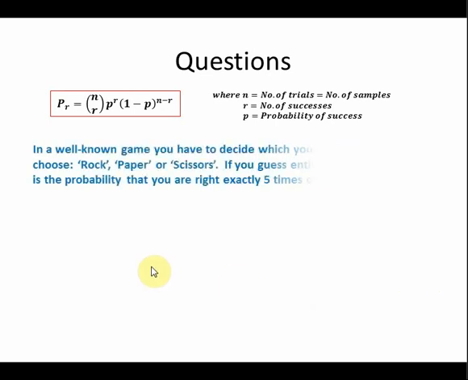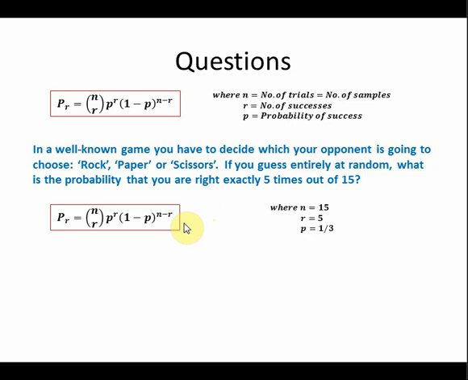And the last question which we will solve is this. In rock, paper, scissors, if you guess entirely at random, what is the probability that you are right exactly 5 times out of 15? First thing, we have 3 options, not 2, but we can use our little trick to make 2 options out of these, because we are interested in only a right guess or a wrong guess. So for a guess to be right, out of 3, the probability should be 1/3, and the other 2 would be the wrong guesses.